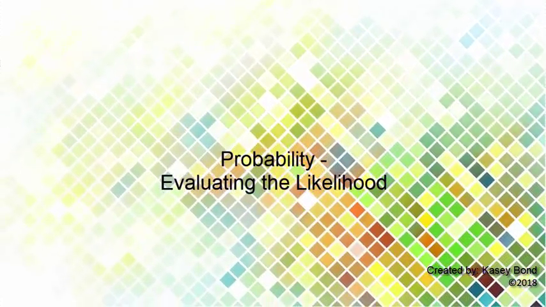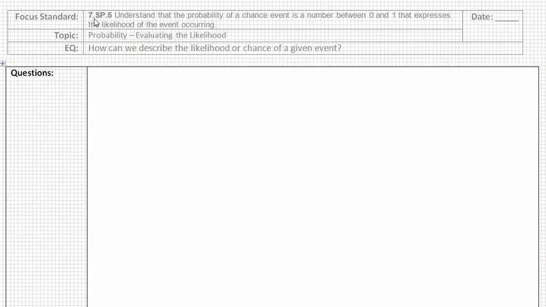For today's lesson, our focus standard comes from Grade 7, Statistics and Probability, Standard 5. Understand that the probability of a chance event is a number between 0 and 1 that expresses the likelihood of the event occurring. Our topic comes from our probability unit, evaluating the likelihood. Our essential question: how can we describe the likelihood or chance of a given event?